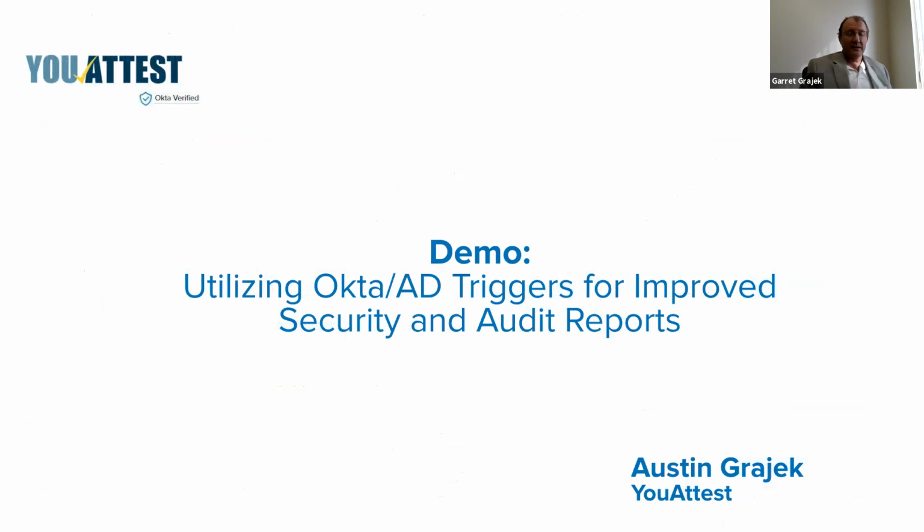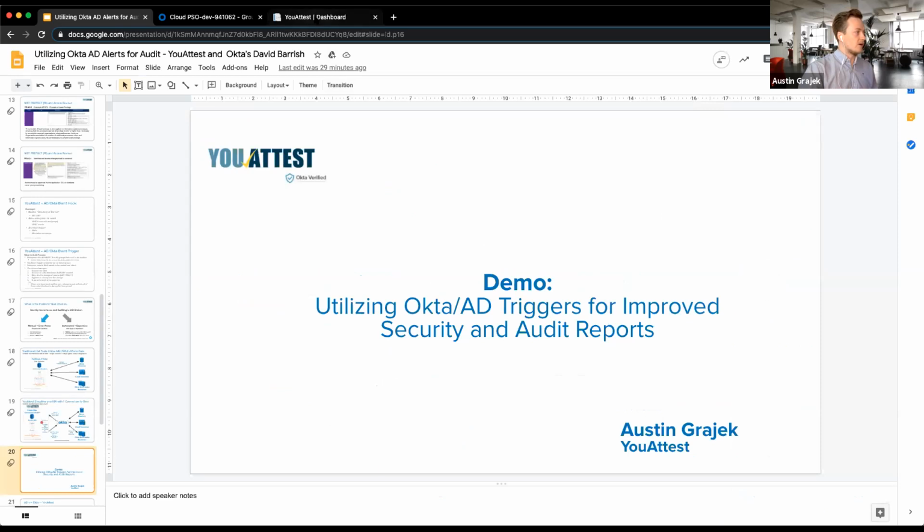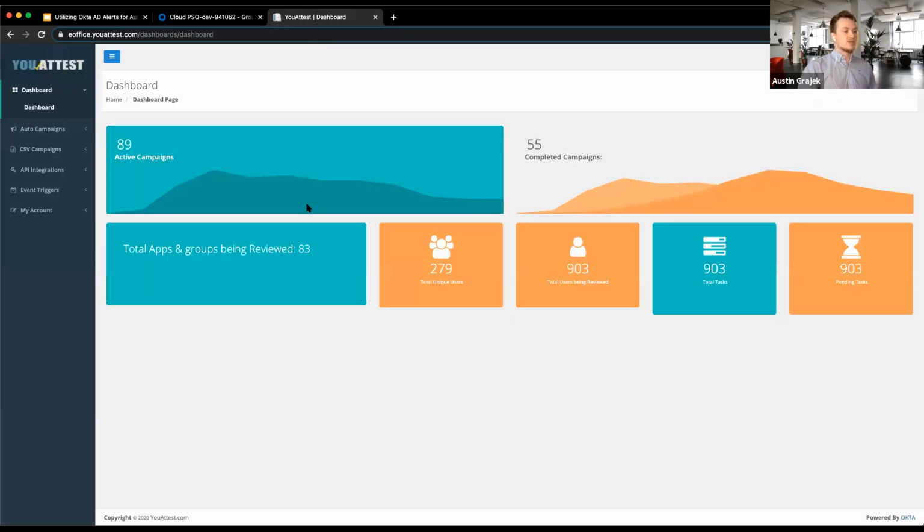Time for a demo. Bring it home, Austin. Yeah, thank you so much, Garrett and David. So as Garrett was outlining, we really want to be able to capture these changes when they happen and compile them, so that when we're producing that audit, we have a set of reports that quantify the change. What I'm going to be showing over here in YouAttest is how to create these triggers, and then in Okta what they look like. I'm going to make some changes in Okta so we can see what's then created in YouAttest.